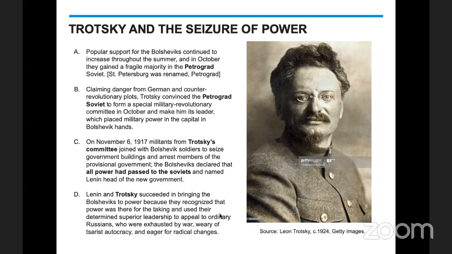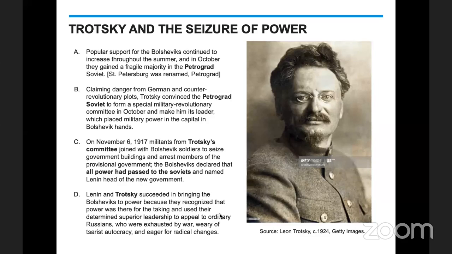November 6, 1917, militants from Trotsky's committee joined the Bolshevik soldiers to seize government buildings and arrest members of the provisional government. So that was the government that Katie talked about, led by Kerensky. Kerensky, by the way, when this is all over, will exile to the United States, and he lives there the rest of his life, just as an FYI.